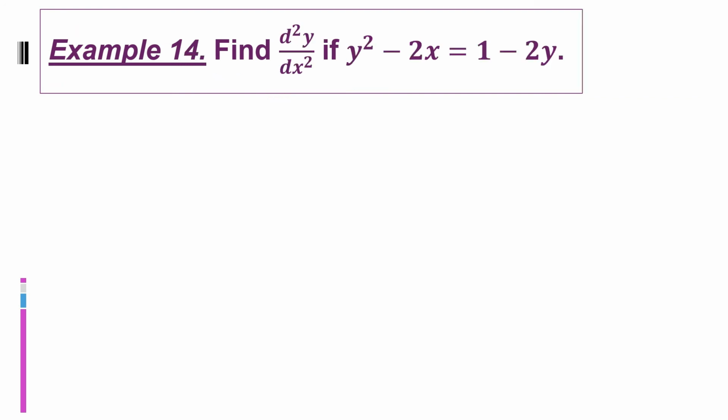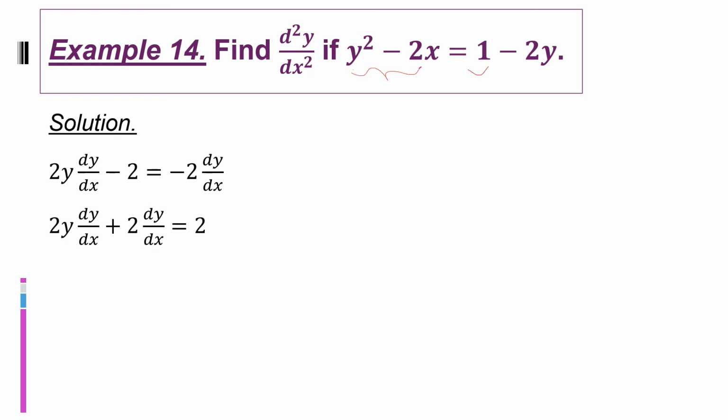And finally, find the second derivative if y squared minus 2x is equal to 1 minus 2y. Again, implicit differentiation, the first derivative is 2y dy over dx minus 2. Okay? We took the derivative here. Equals, the derivative of this, we have 0 minus 2 dy over dx. Or that is, let's move this to the other side and this to the other side, 2y of dy over dx plus 2 of dy over dx equals 2.